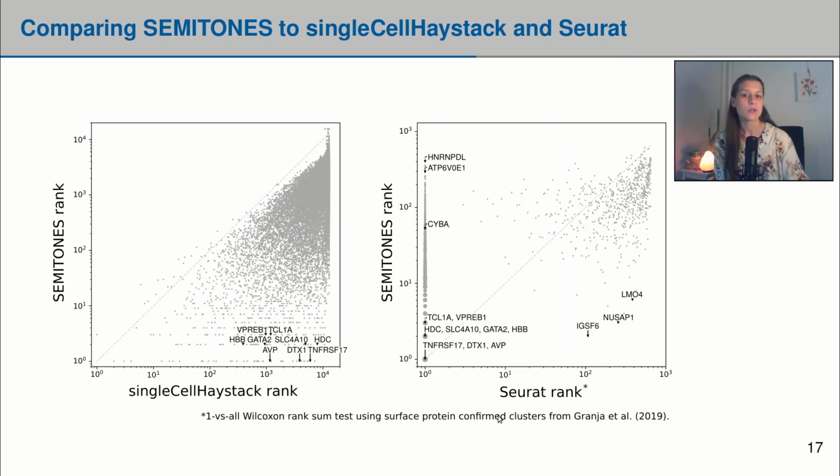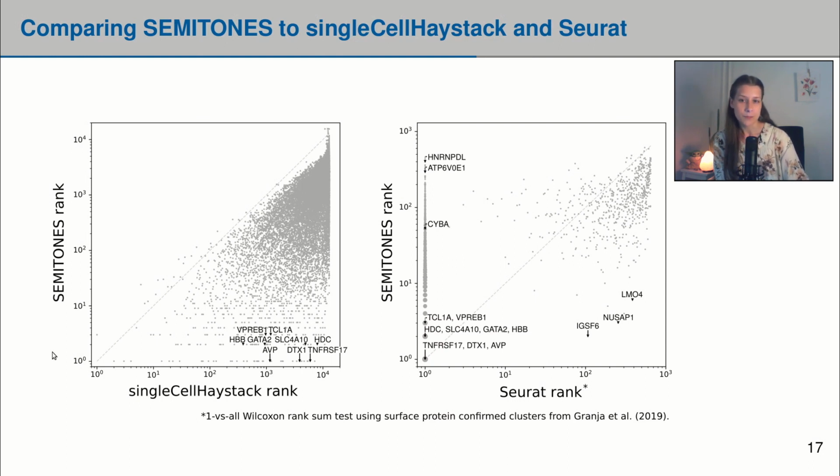So the next thing I wish to show you is how SEMITONES compares to 2 alternative approaches. One is single-cell Haystack, a method for clustering independent differential expression testing, and the other is arguably the most popular method for marker gene identification, namely Seurat's default Wilcoxon rank sum testing between clusters. For this, we provide Seurat with the surface protein marker informed clusters from the original data publication to make sure we use high quality clusters and assess Seurat's performance in a best case scenario.